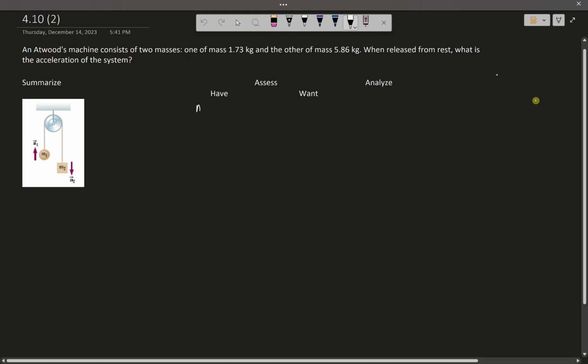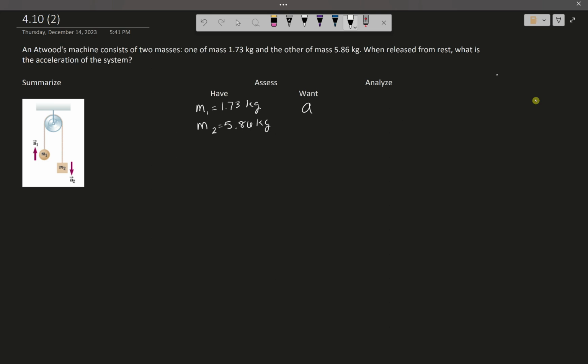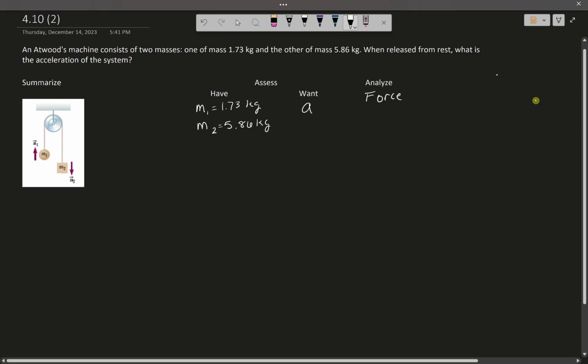We have mass 1 is 1.73 kilograms, and mass 2 is going to be 5.86 kilograms. And it wants us to find the acceleration of the system when it is released. So this is still going to be a forces problem. So we have Newton's second law and Newton's third law.